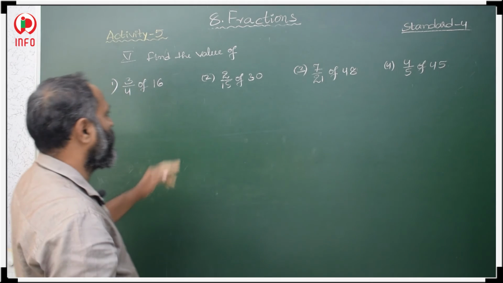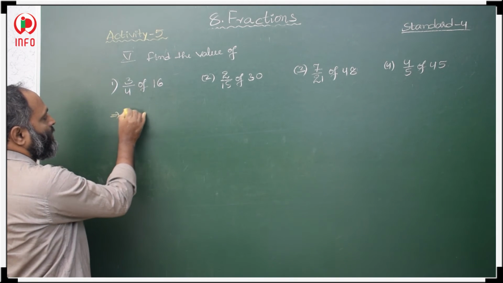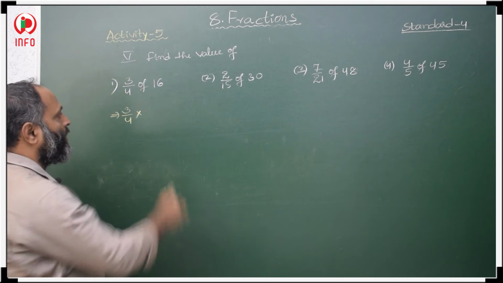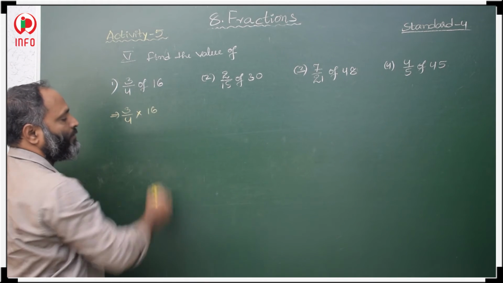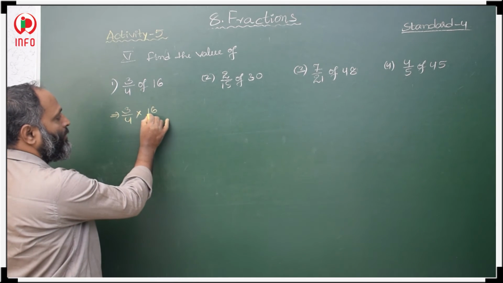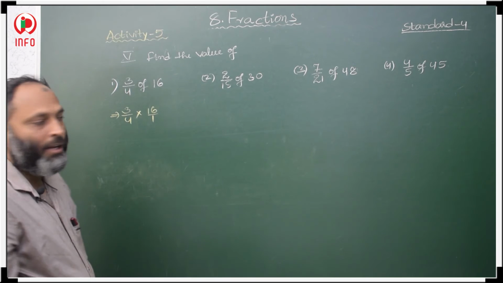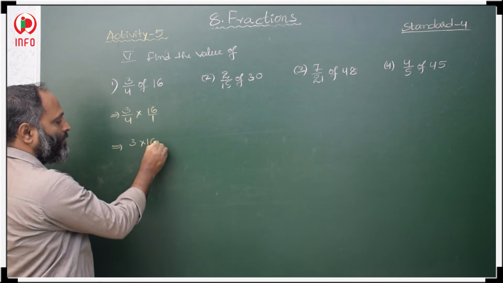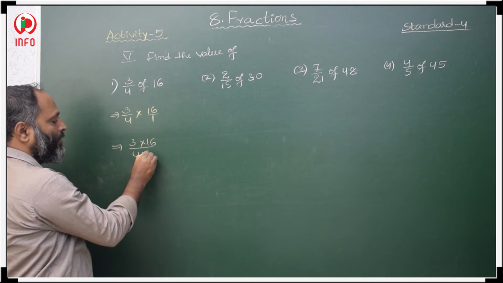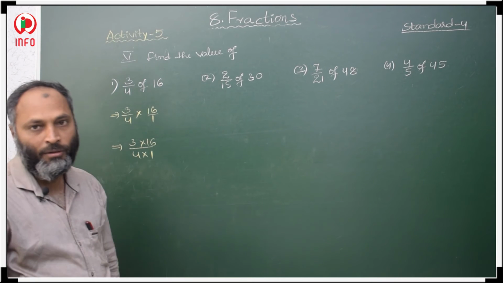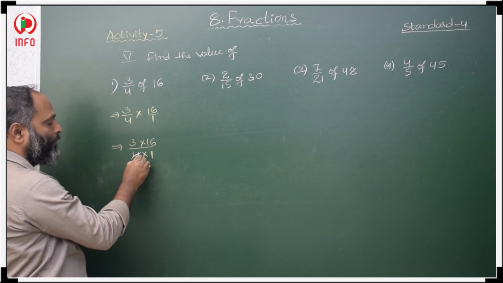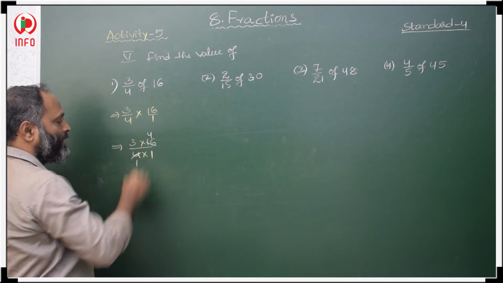"Of" means we have to put a multiplication sign. So we have to keep the multiplication sign, and after that we have to write 16. There is no denominator, so we take it as by 1. Now we multiply numerator with numerator: 3 into 16 by 4 into 1. Next, these two have common factor 4. 4 ones are 4, 4 fours are 16.